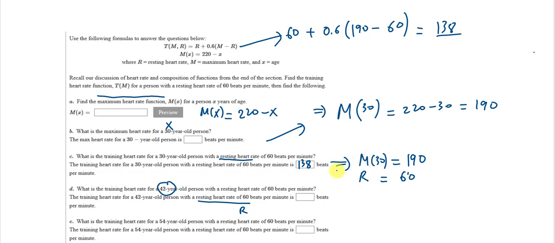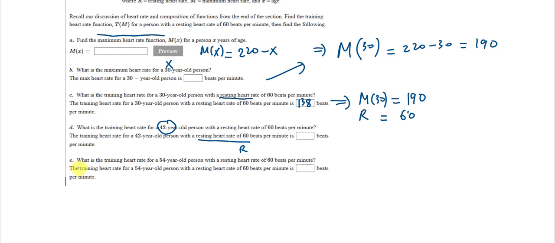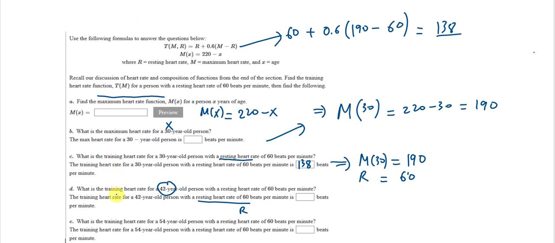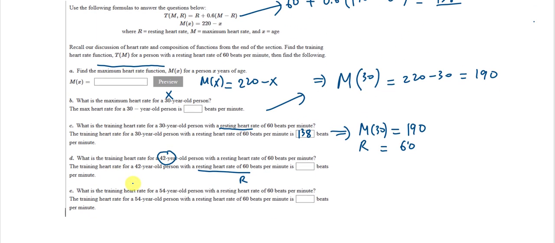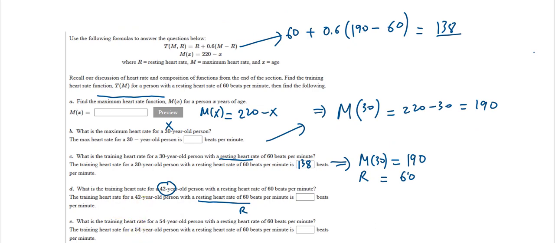And to find the M of 42, you have to use this formula again, because this is the formula for the M. So plug in 42 for X, find what is the maximum heart rate. Once you get that, combine it with the R to be 60 in this formula for the training heart rate, and then figure out the rate. And then the same thing for the last part E. Once you figure out C, then you should be able to do D and E. Okay, so I will give you the hint for that, and you can practice on solving the rest of the problem.